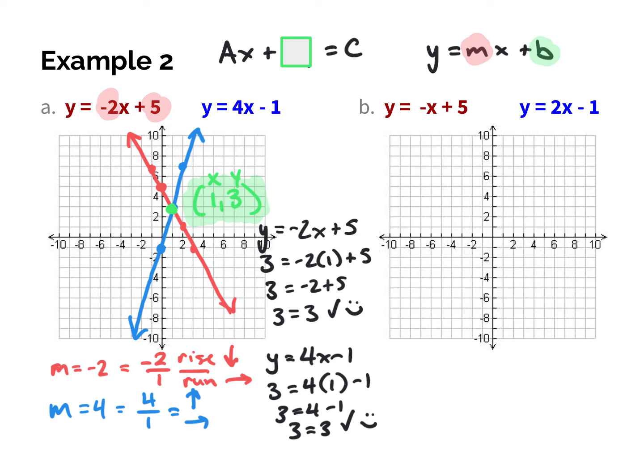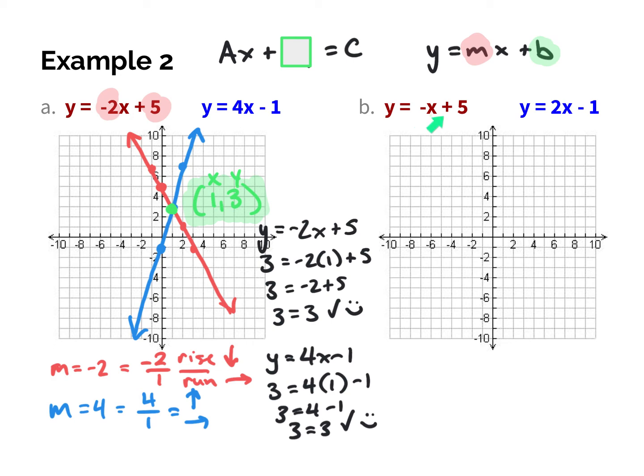So what we're doing is we're solving this system of equations by graphing, and the key thing is wherever those lines intersect, that is going to be the solution to this system, finding the value of x and y that make both equations true. All right, next example.